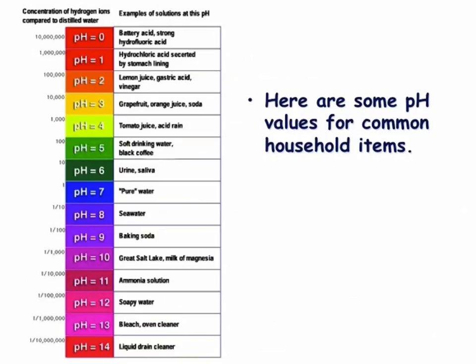Okay, so here is a list. You can see battery acid. Your stomach acid is a pH of 1. Lemon juice, vinegar, pH 2. Grapefruit, 3. Tomato juice, acid rain. Soft drink, black coffee, pH of 5. Urine and saliva is 6. Pure water, 7. Then you have seawater, baking soda, milk of magnesia, ammonia, soapy water, bleach, oven cleaner, liquid drain cleaner. All that stuff is basic.